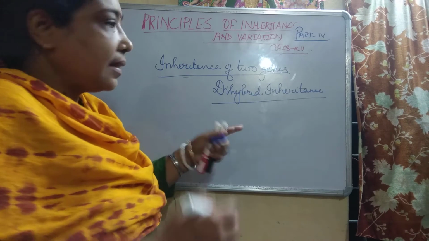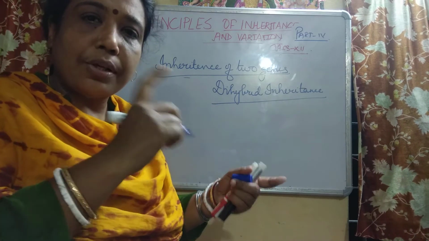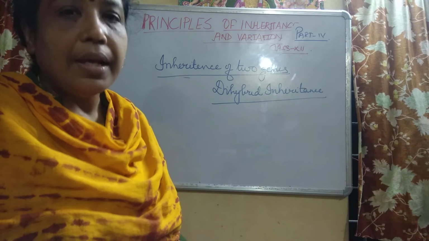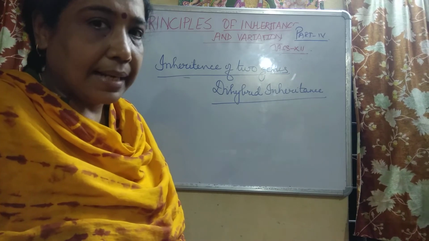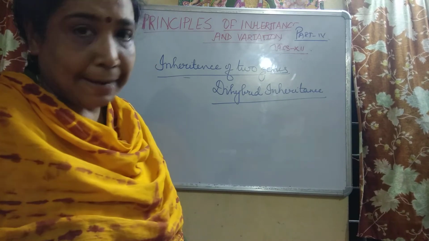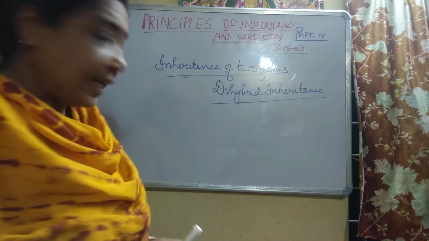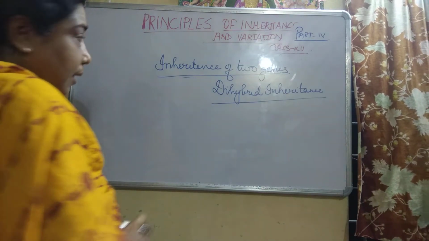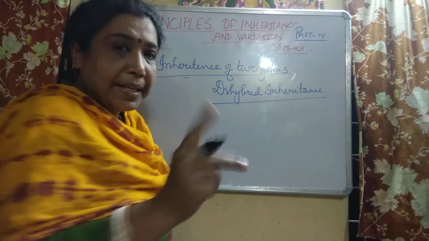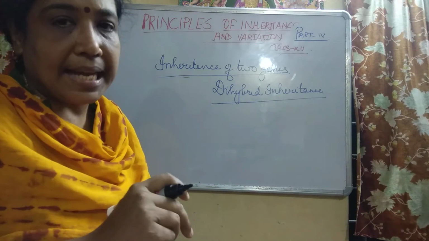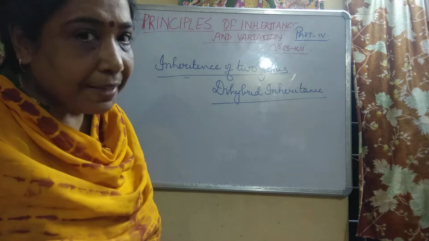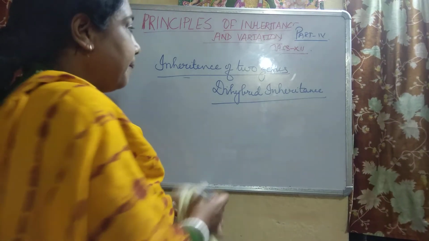Again, this is just a brief recapitulation of what you have studied in your class 10, so it would be much easier for you to understand, but we have to do it. Okay, so let us start. Dihybrid means we are going to consider 2 traits, and it was given by Mendel.